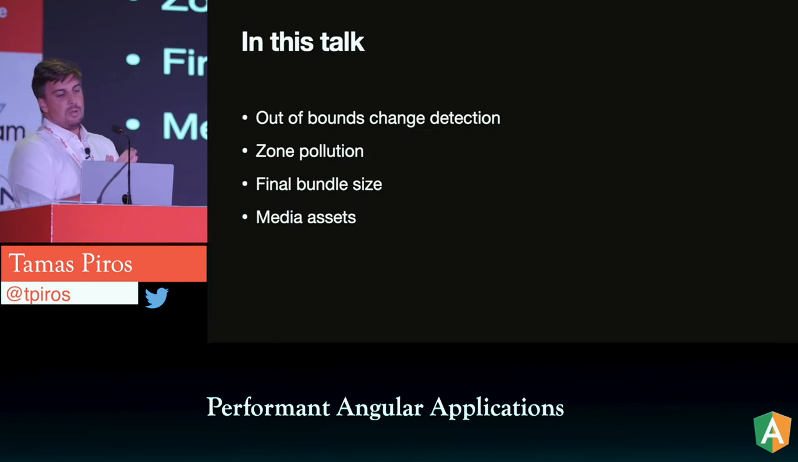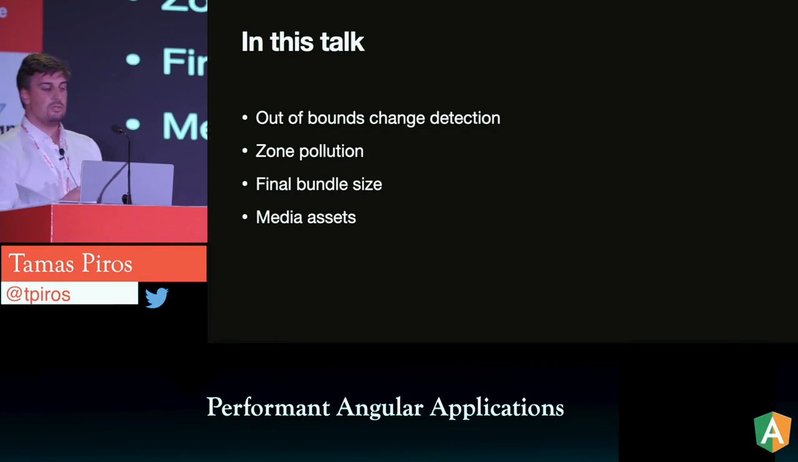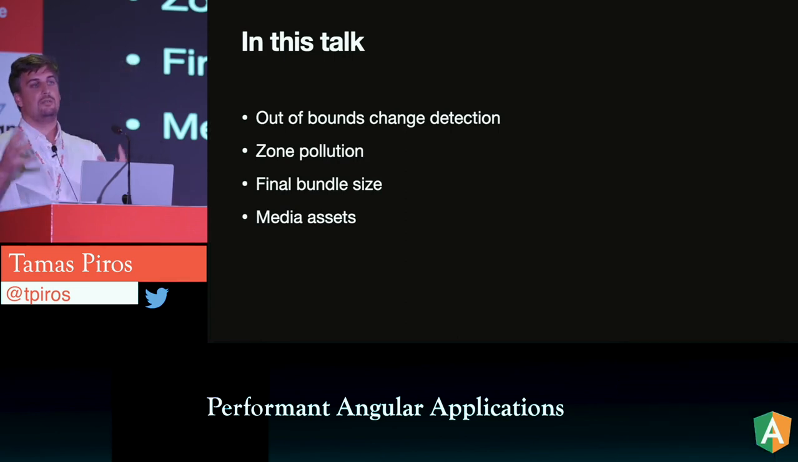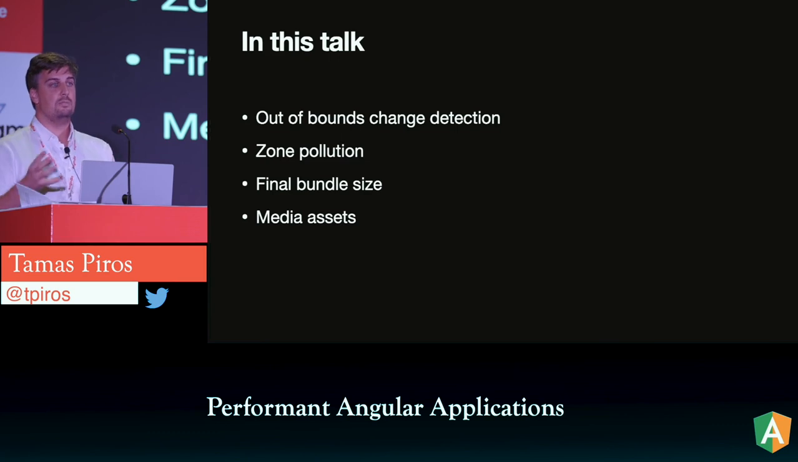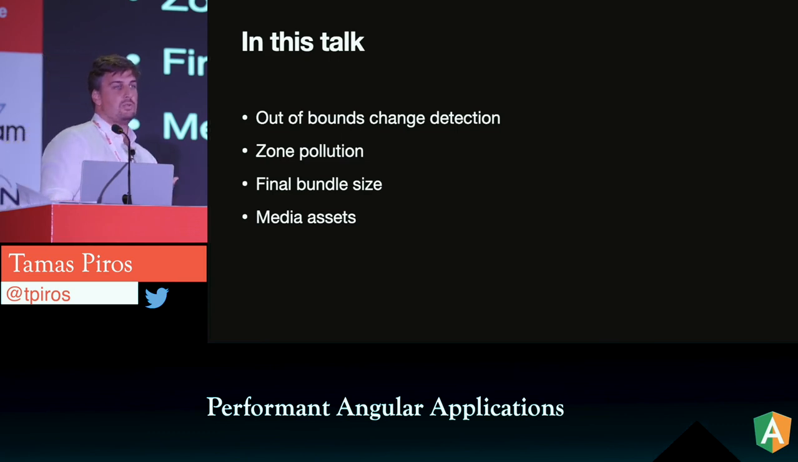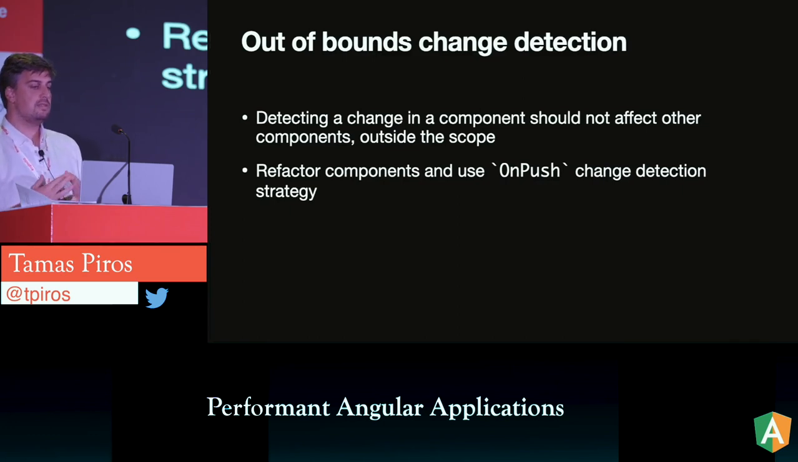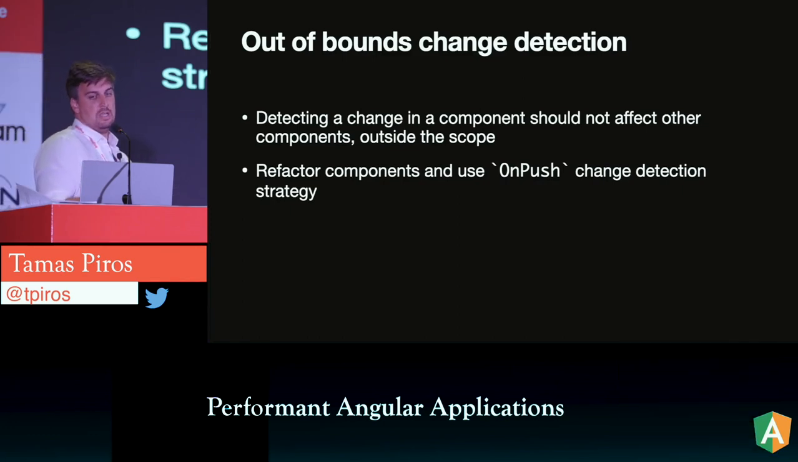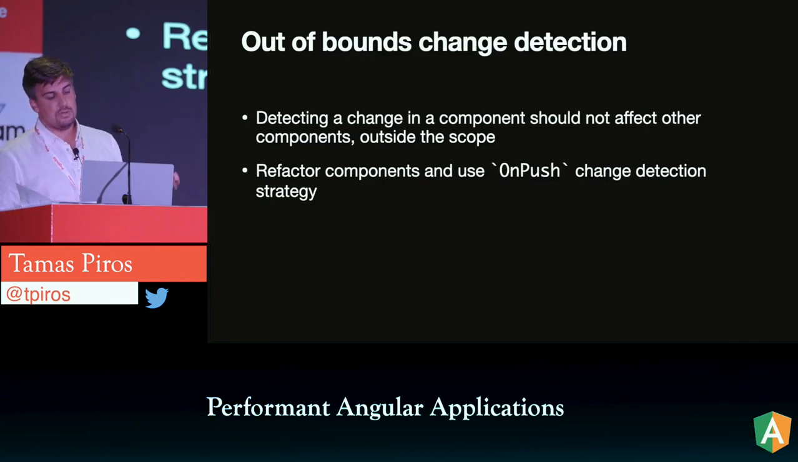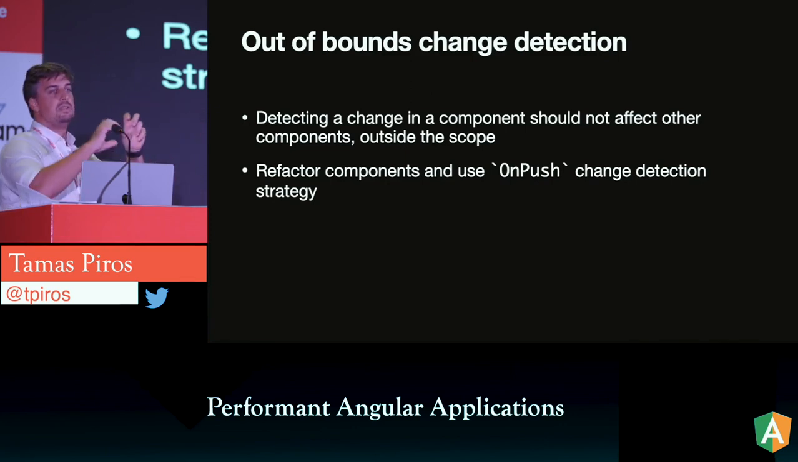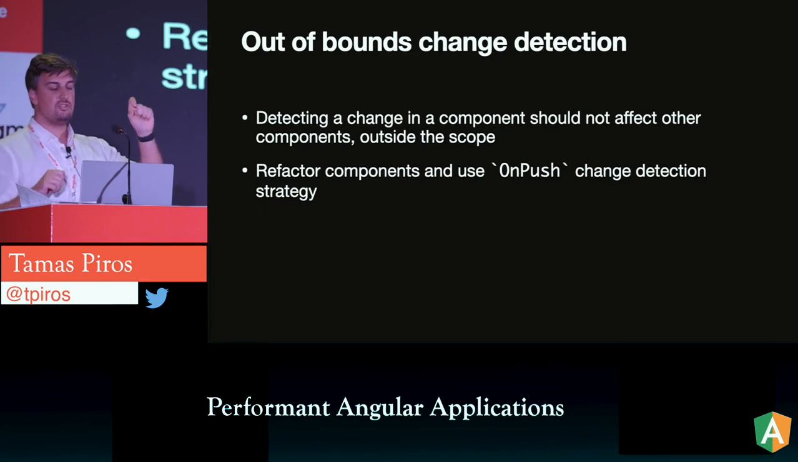So as part of this talk, we're going to talk about these four things: out-of-bounds change detection, zone pollution, how to manage the final JavaScript/Angular bundle size, and of course, a little bit about media assets. So let's start with out-of-bounds change detection. Out-of-bounds change detection happens when you make a change in a component and then other instances of this component also trigger change detection.